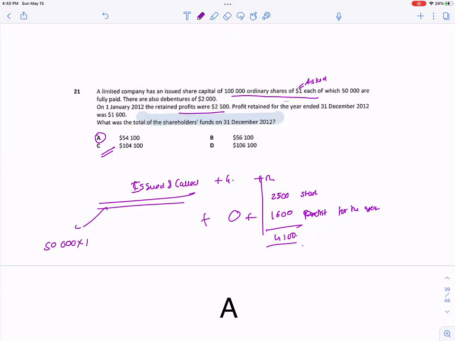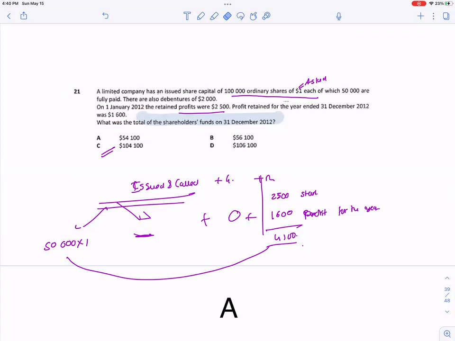50,000 have paid full money and 50,000 have paid half money. Okay, only 50,000 are fully paid. I don't know about remaining people. So it would be 54,100. No, this is not logical. You all will mark 104,100 only, okay?